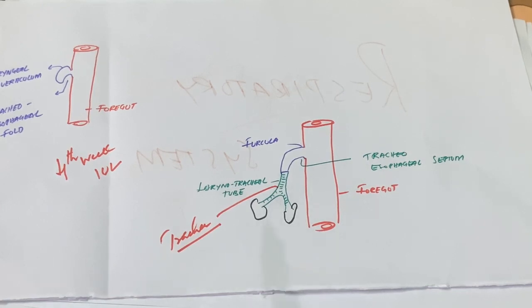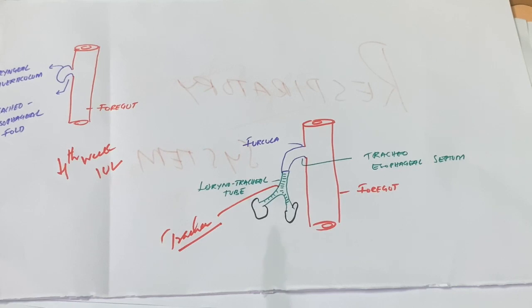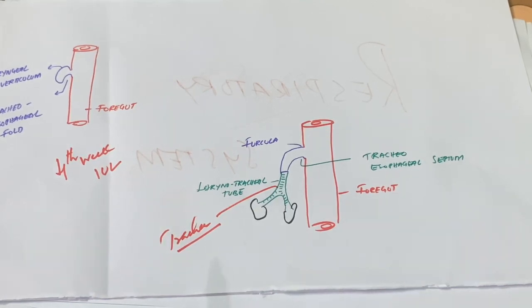Then the trachea is separated from the esophagus by the septum, which is called the tracheoesophageal septum. Yes, the trachea is separated from the esophagus by the tracheoesophageal septum. And the bifurcation of the trachea lies at the level of the fourth thoracic vertebra, the lower border of the fourth thoracic vertebra.